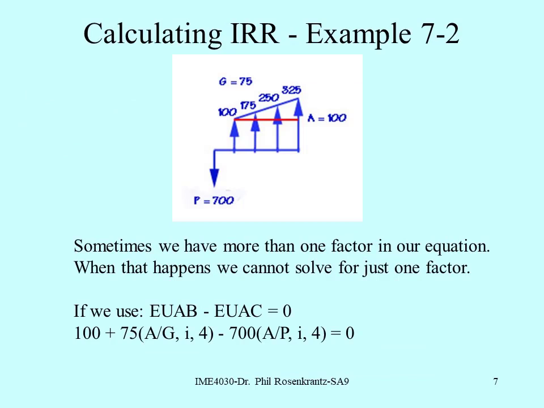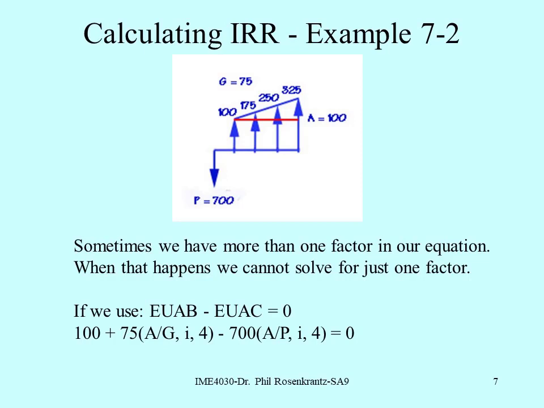This is example 7-2 in your book. Now we have a mixture of a gradient and a uniform series. And if we set up a formula where we choose the identity EUAB minus EUAC equals 0, we end up with an equation that has two factors in it because of decomposing that cash flow into the gradient and the uniform series. So if we want to solve for that unknown interest rate, we can't just solve for one factor and go flipping through our tables. What we have to do is use the trial and error method.